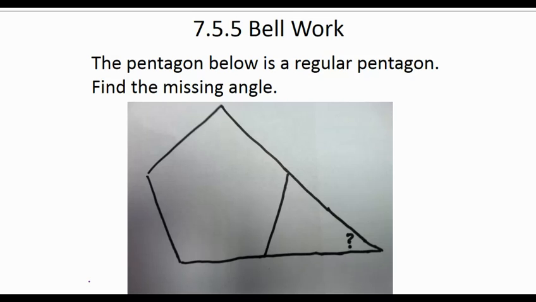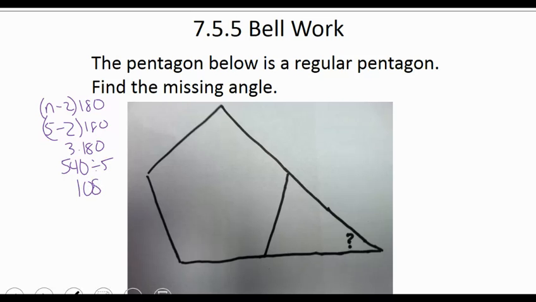Well, what we can do is we know it's a regular pentagon. So I can figure out what all the angles of a pentagon add up to by using the n minus 2 times 180 formula that we learned. A pentagon has 5 sides, so 5 minus 2 times 180 is 3 times 180, which is 540. So I know the 5 angles of a pentagon add up to 540. But I was told that this is a regular pentagon, so that means all 5 of those angles are equal. So I can divide 540 by 5, and I figure out 108, that each angle of a regular pentagon is 108 degrees.